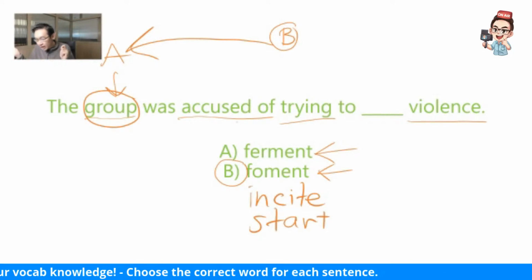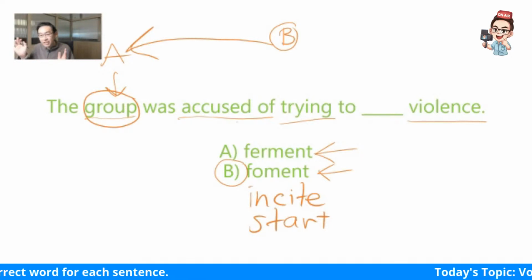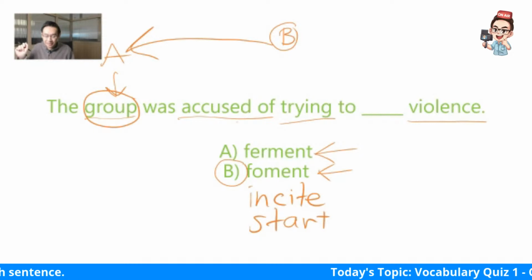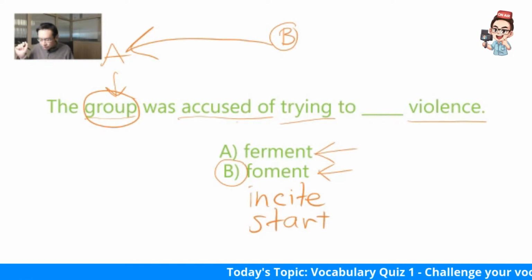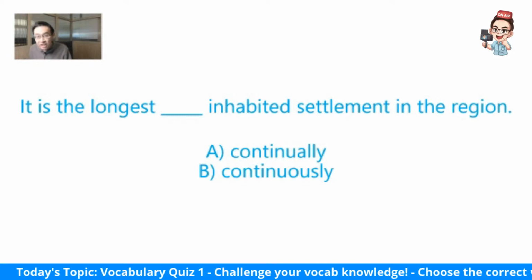So anyone who answered B, that's correct. And if you answered A, that's okay. Now you know the meanings. Let's move on to the next sentence. I think that's sentence number 4.